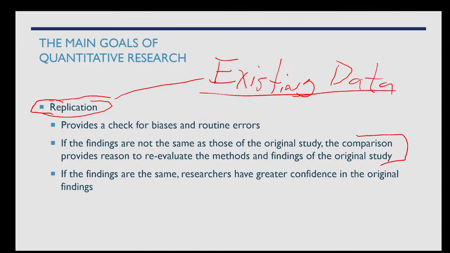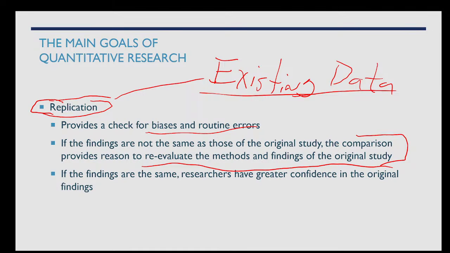In social research, replication is really difficult, right? Because getting the exact same social circumstances as were happening at the time you did your study is essentially impossible. So it's really difficult to do replication studies. But in general, quantitative research wants replication because you can check against bias or routine errors, right? People make mistakes, even in the way that they analyze data. And if the findings are not the same as the original study, then sometimes you have to reevaluate methods and the findings of the original study. Sometimes this causes people to go back and look at whether the study was done properly, or whether there was some bias, whether people misinterpreted data or whatever.